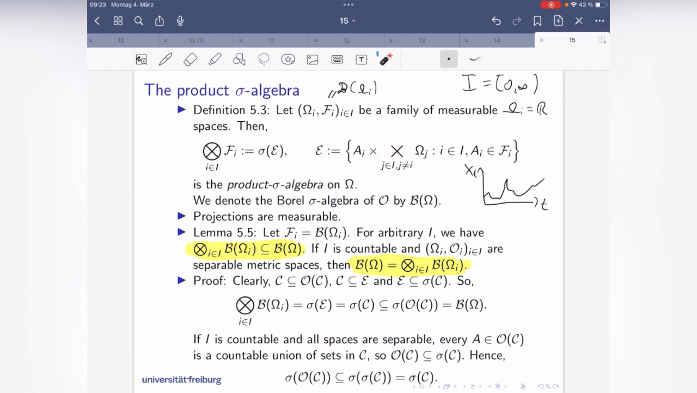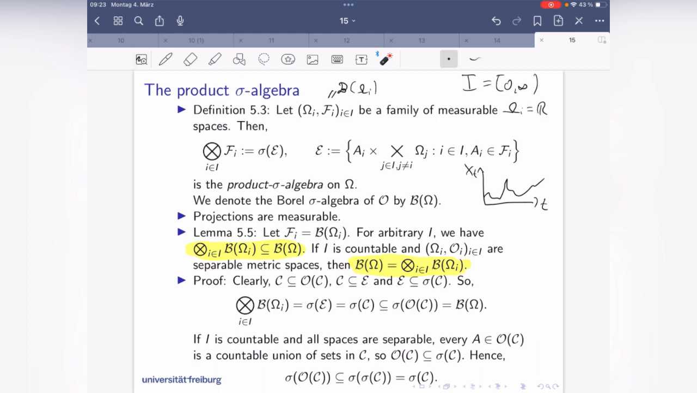And now you write this here. So this product sigma algebra is by definition sigma of E. Sigma of E is the same as sigma of C because on the one hand, here you have this relation. That means sigma of C is also a subset of sigma of E. On the other hand, sigma of E is a subset of sigma of C. That's the other direction. So you have this here. C is a subset of O of C, which means sigma of C is a subset of sigma of O of C. And that was called the Borel sigma algebra.